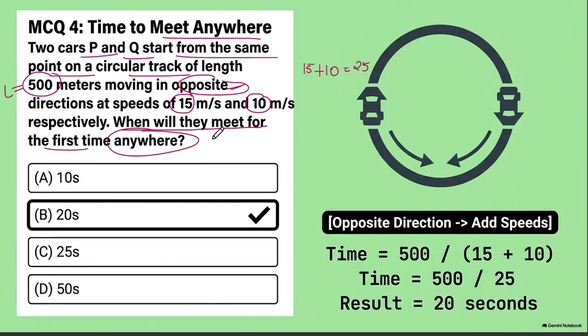Okay, so to find the time to meet anywhere on the track, the formula is very simple. Total length of the track, which is 500, upon speed. In case of opposite direction, we are adding the speeds, so 25. So 25 into 50, and 1 0 is remaining. So our time is 20 seconds.